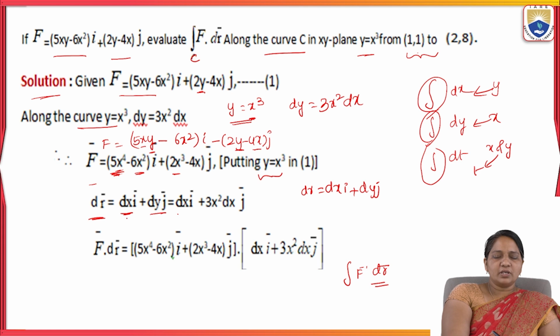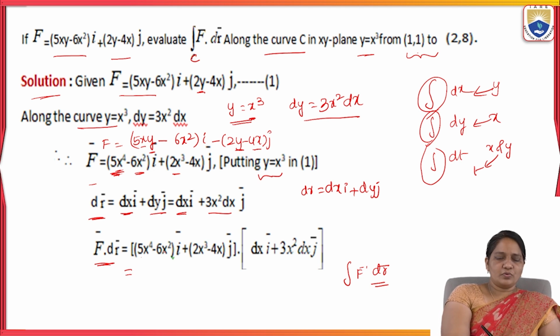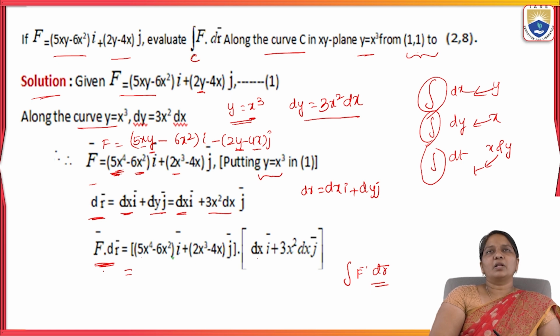So this one, dx value is as it is. And dy is 3x square dx. We are replacing here 3x square into dx. So dr is finally dx i plus 3x square into dx into j. So f bar dot dr bar equal to, here f is 5x power 4 minus 6x square into i plus 2x cube minus 4x into j. Now dr bar is dx i plus 3x square into dx into j. This is the value of f bar dot dr bar.